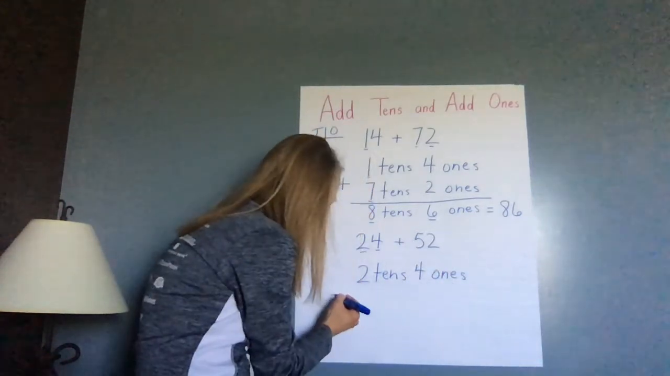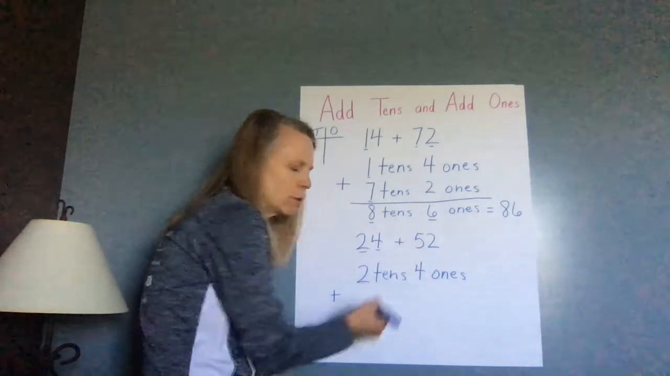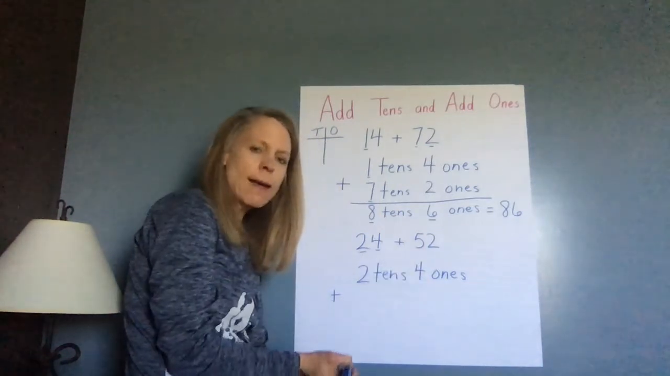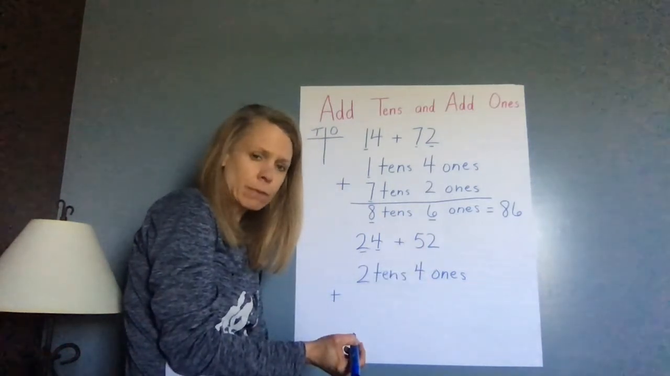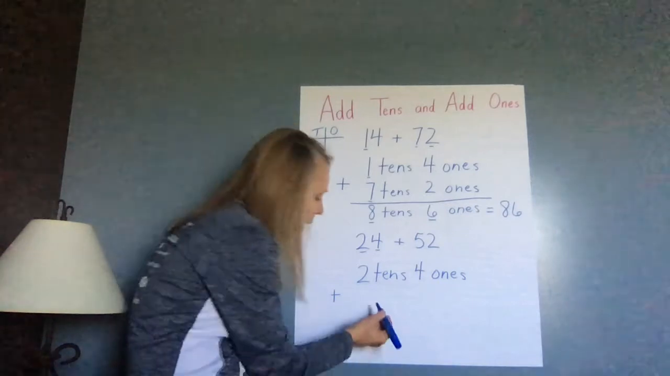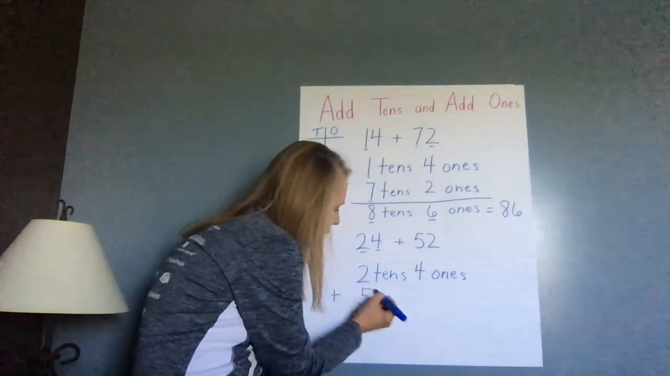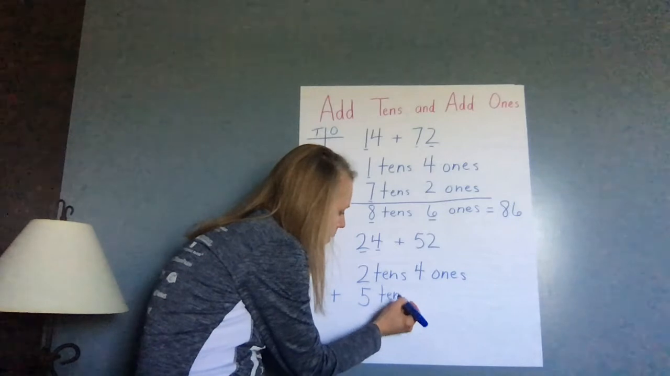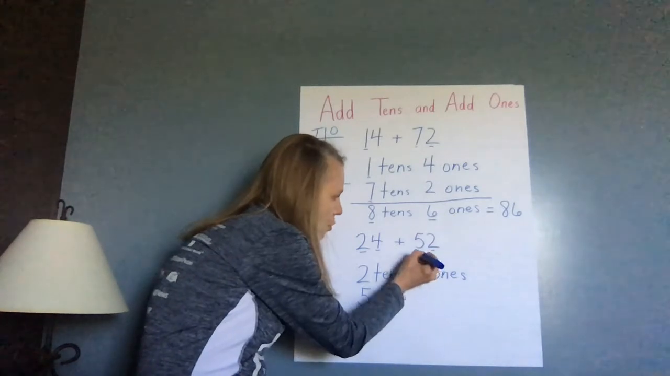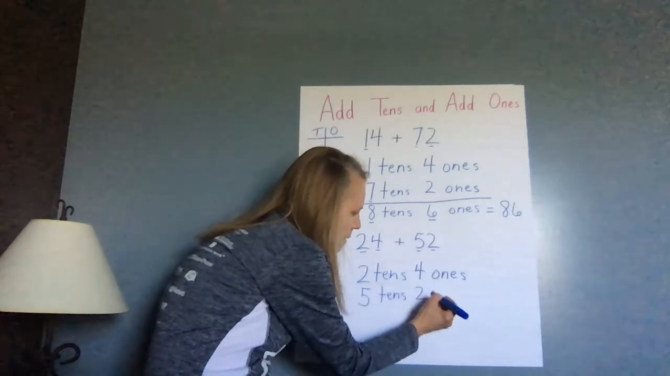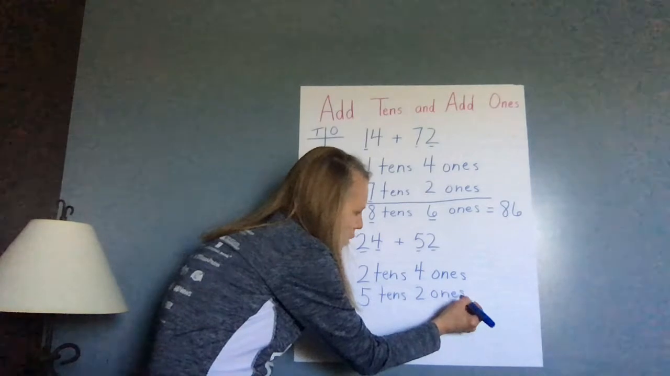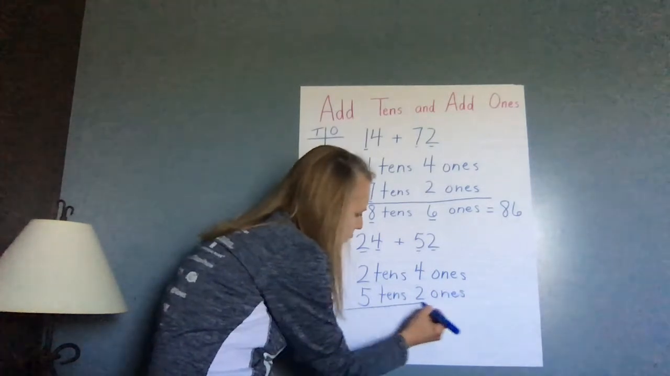So now I'm putting my plus sign out to the side. Now I'm going to do the same thing. 52. How many tens does it have? Hopefully you said 5. 5 tens. And then I have 2 ones. So then I'm going to draw my line underneath.